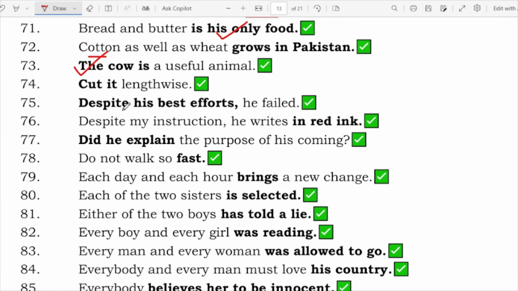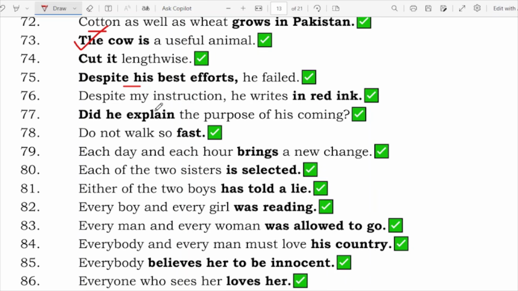Despite his best. Don't use despite of. This is extra. Despite his best efforts. Despite my instruction, he writes in red ink. When you talk about ink, you will use in. And when you talk about the agent, like I write with a marker. So I write in ink, red ink or blue ink, okay? In red ink. Here we're talking about ink.